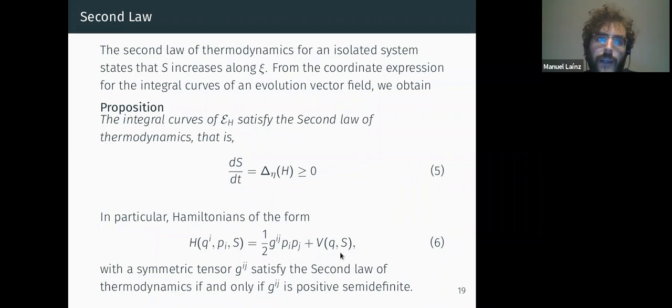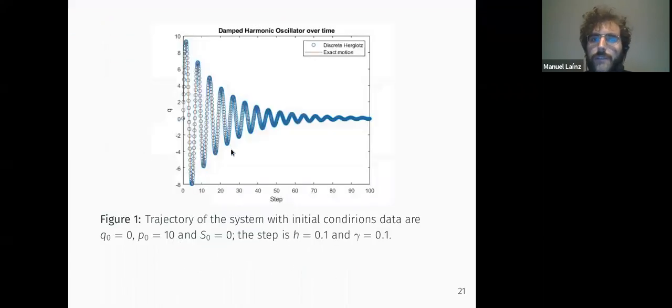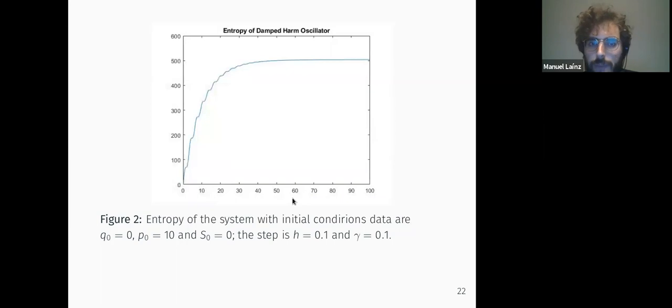Now, just to give a simple example, I will choose a linearly damped harmonic oscillator, whose Hamiltonian has this aspect. This is the kinetic part, this would be the potential part, and this would be the internal energy. The equations of motion are just like this, and you can also write a Lagrangian, and you can solve this maybe numerically. It has this aspect, the position with respect to time, and this is the entropy.